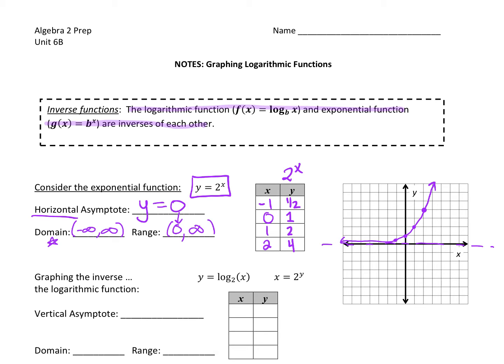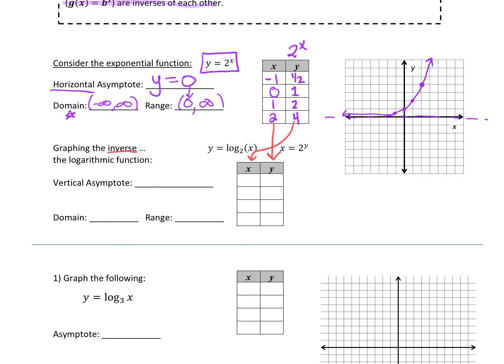Now, when we're graphing the inverse function, what we're going to end up doing is switching our x and y. So the x's are going to go into the y part of the table, and the y's are going to go into the x part of the table. So I'm going to have 1/2, 1, 2, 4, negative 1, 0, 1, 2.